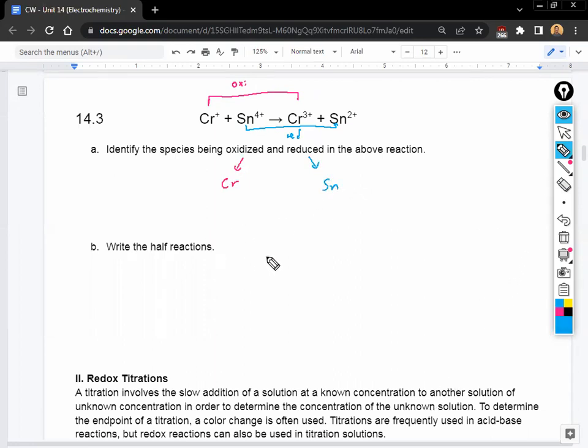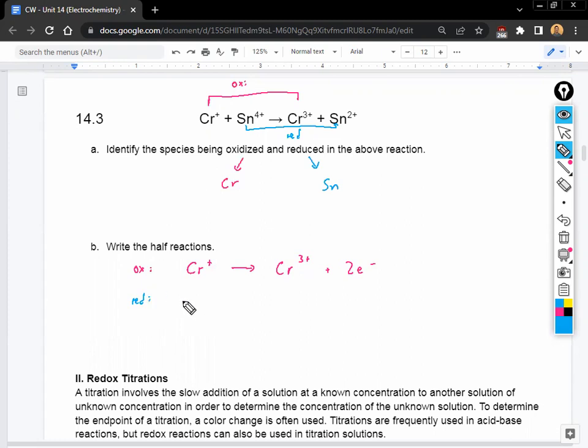Okay, all right, let's write the half reaction. So I'm going to do the oxidation half reaction first. For the oxidation half reaction, we're going to start with chromium. Okay, and then it's going to break down into chromium 3+, and it's going to have 2 free electrons. It's releasing 2 electrons. So it was +1, and to get to +3, it needs to get rid of 2 electrons.